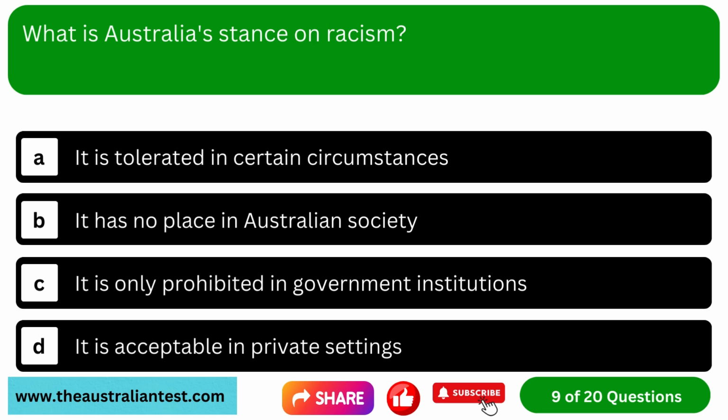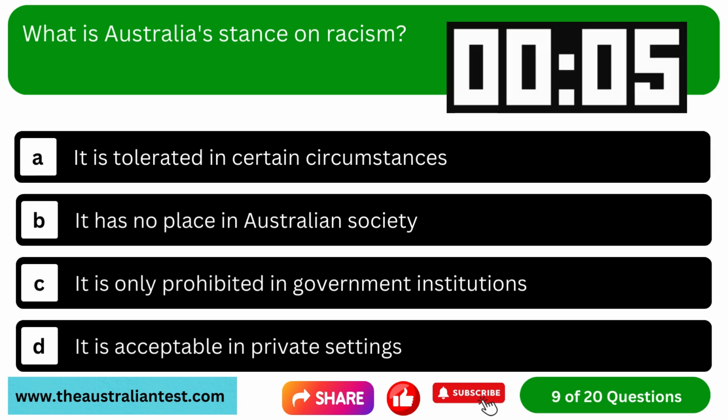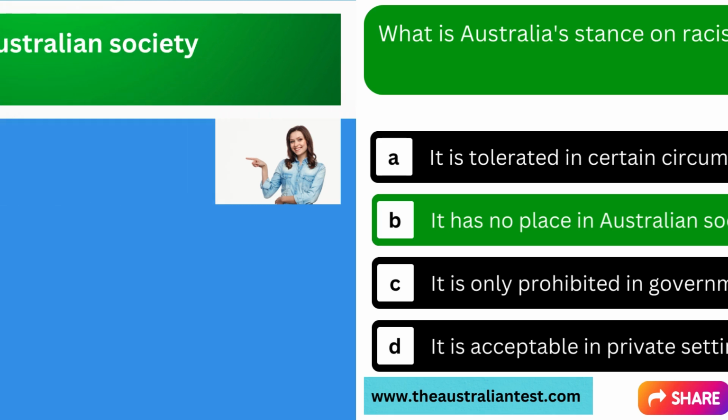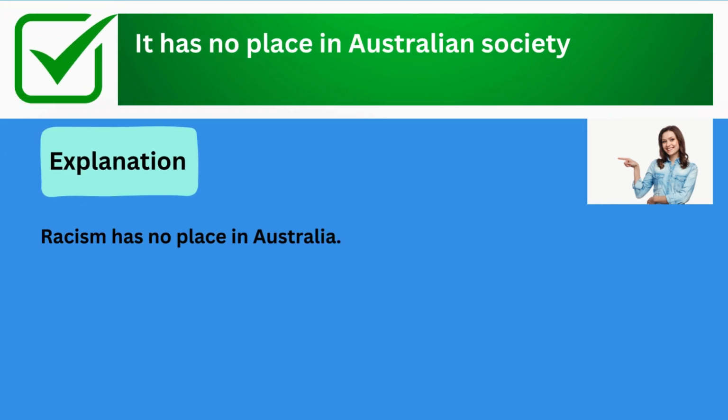Option A. It is tolerated in certain circumstances. Option B. It has no place in Australian society. Option C. It is only prohibited in government institutions. Option D. It is acceptable in private setting. The correct answer is it has no place in Australian society. Explanation: racism has no place in Australia.